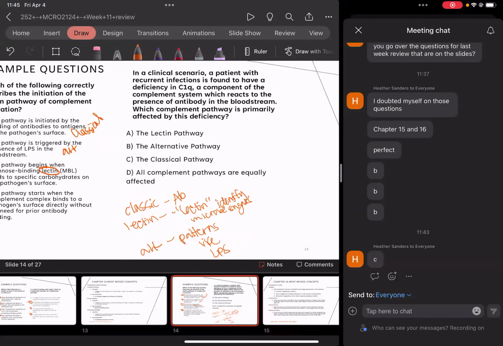Next question. In a clinical scenario, a patient with recurrent infections is found to have a deficiency in C1q, which is a part of the complement system. So they have a complement deficiency. This is a particular part of complement system where we recognize antibody. The part of the complement system that recognizes antibody is the classical pathway. So which complement pathway is affected? Not the lectin pathway, because that recognizes lectin binds to sugars on microbe surfaces. It's not that one. It's not the alternative pathway that's governed by LPS. It's going to be the classical pathway specifically, because that's the one that is governed by antibody there.